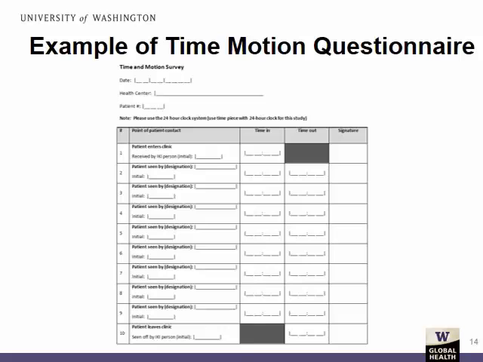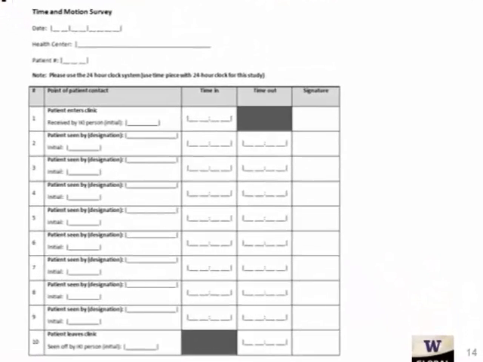So here's an example of a time motion questionnaire that I have used in some studies. And this is filled out by health workers. So the patient enters the clinic and someone is going to initial. If it was me, I would initial here and say JBB.